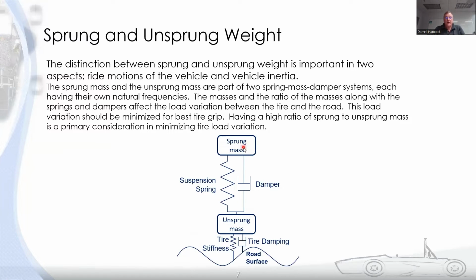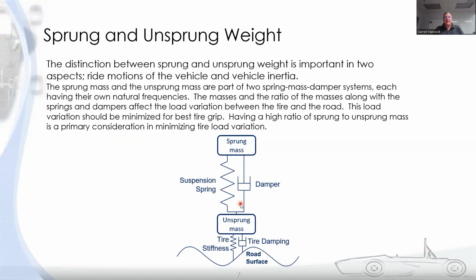So sprung mass, again, that's the chassis, the driver, everything that's on top of the suspension. So it is a spring mass system. You have your suspension spring, the effective stiffness of that suspension spring, and you have some kind of a damper, a shock, or a strut. Then you have that unsprung mass, and it's also a spring mass system on the tire. The tire is acting as a spring, and the tire has a small amount of damping in it that's usually neglected. So you have two spring mass damper systems that are vibrating.